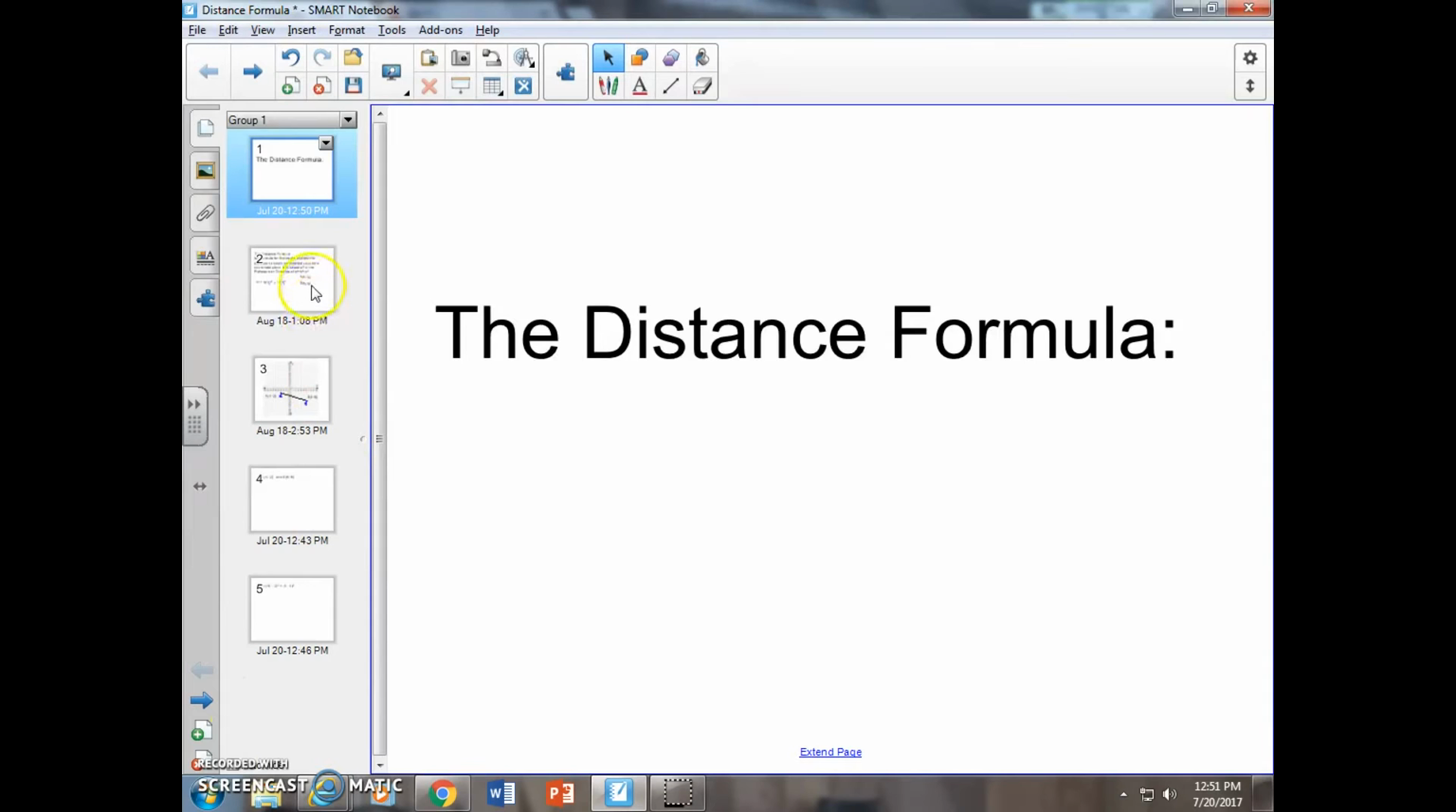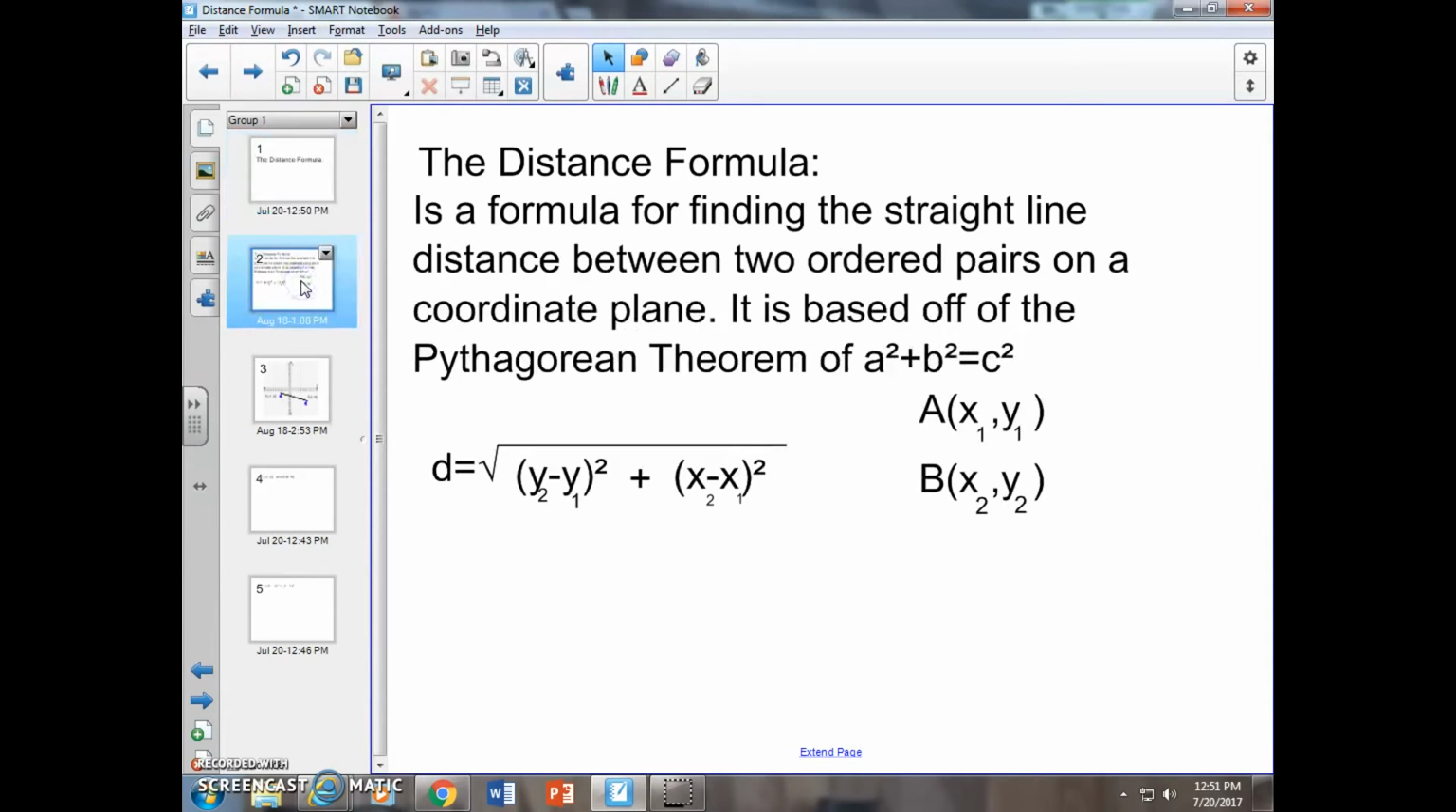For those of you who are in Geometry or Algebra 1, you may be learning this right now. The distance formula is a formula for finding the straight line distance between two ordered pairs in a coordinate plane. It is based off of the Pythagorean theorem. In other words, a squared plus b squared equals c squared is the basis for how they found the distance formula.